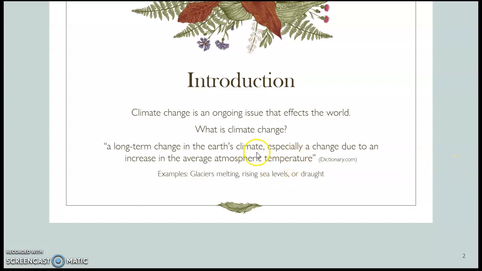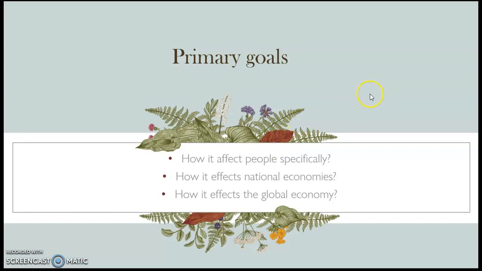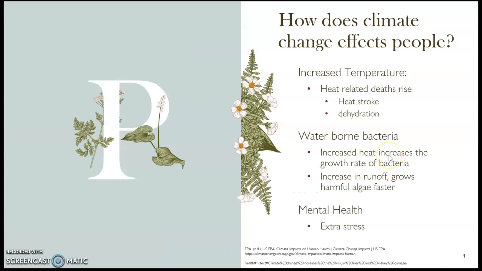So with that information, we have three primary goals to look at. We're going to look at how it affects people specifically. We'll take a look at how it affects national economies, and we'll take a look at how it affects global economies. So let's jump right in. How does climate change affect people?